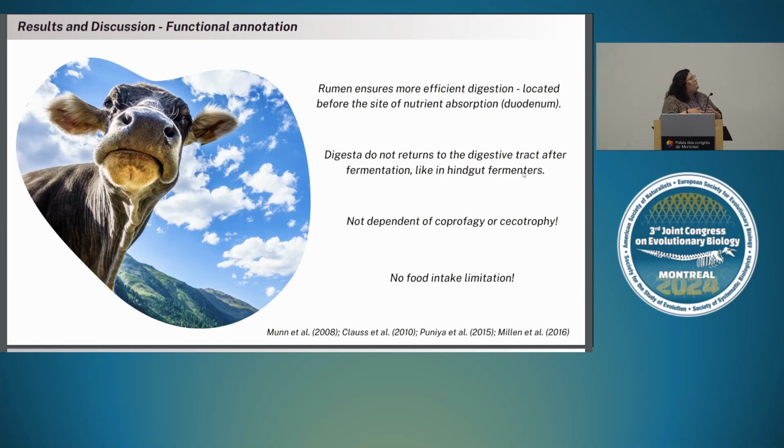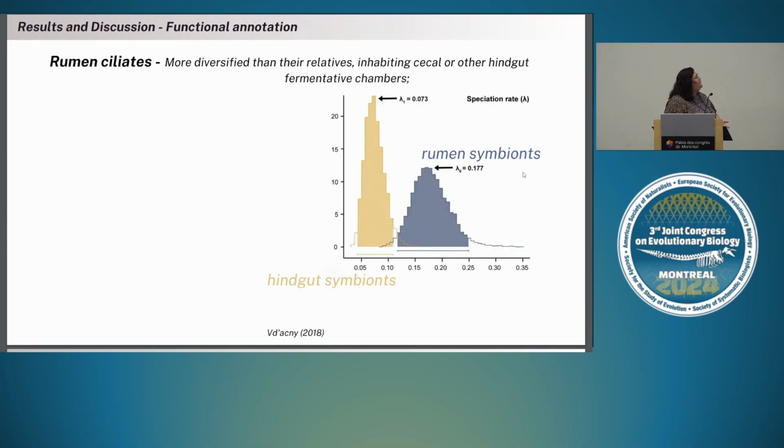Moreover, the rumen ensures more efficient digestion because it is located before the site of nutrient absorption in the gastrointestinal tract, which is the duodenum. And in this case, the digesta does not return to the digestive tract after the fermentation, like in hindgut fermenters. And these animals are not dependent on coprophagy and cecotrophy, and thus they don't have food intake limitation, and they are more efficient because of that.